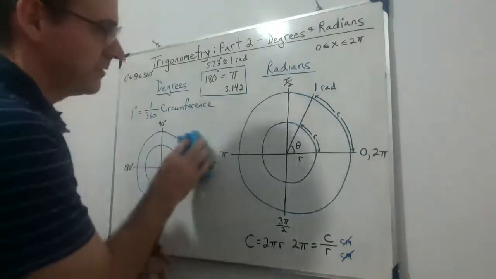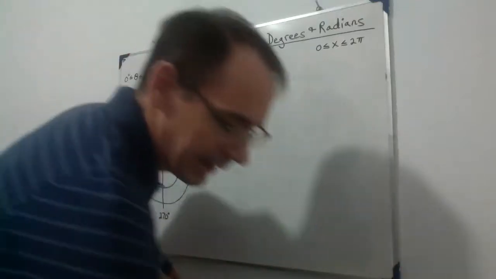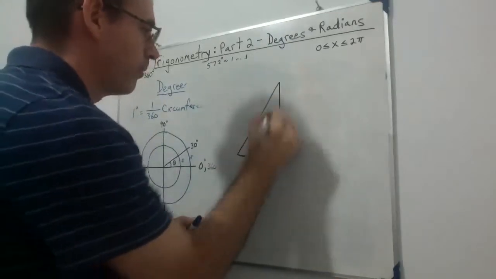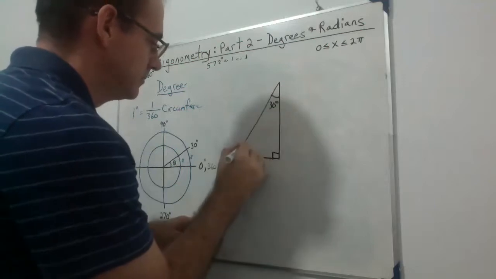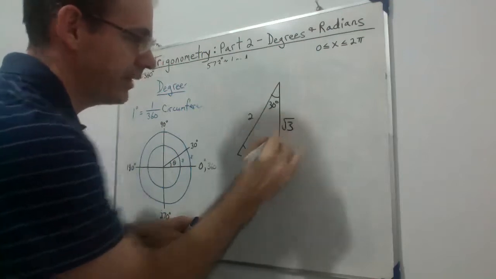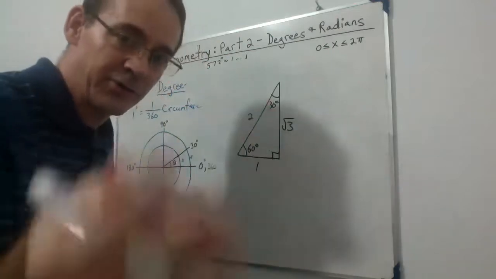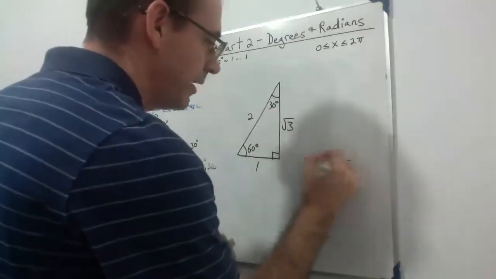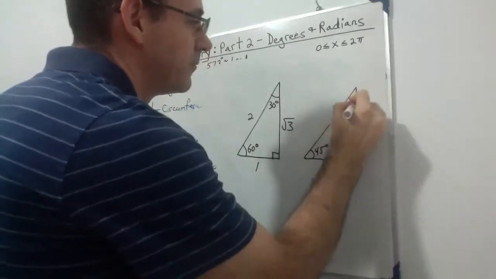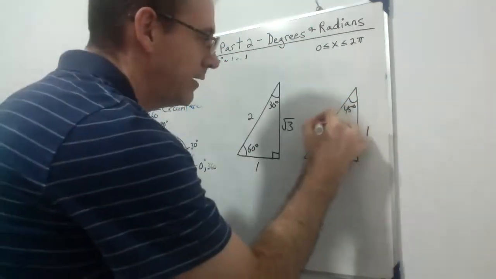I'm going to just erase this for now and put up our 2 special triangles. Here's our 30, 60, 90, 1, 2, root 3. Remember that if you want to draw it down somewhere so that you can remember it, because when I go to screen sharing, you won't see this. And here's 45, 45, 90, right triangle. And this is a 1, 1, root 2.